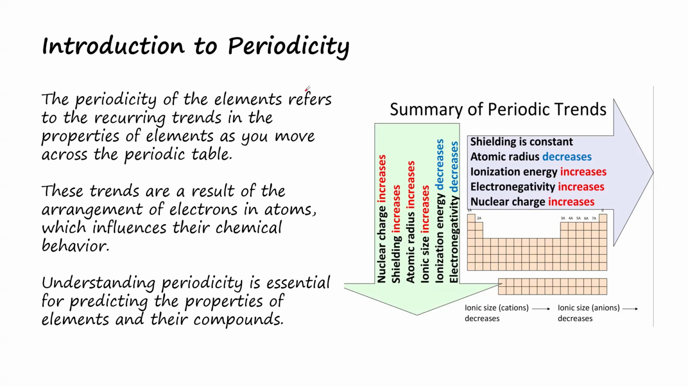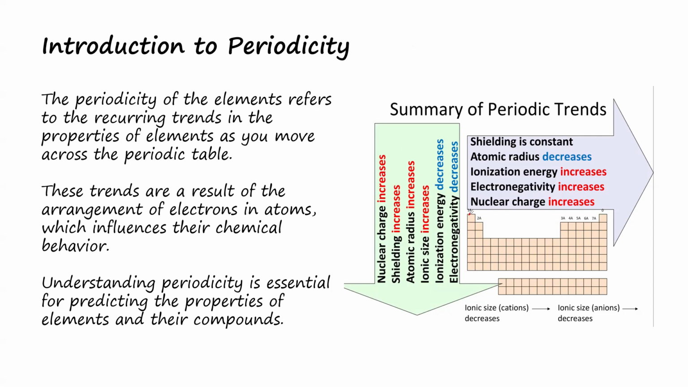For example, the atomic number of sodium is different from the atomic number of magnesium. Therefore, their properties are not going to be the same, because the arrangement of electrons in them is different. Understanding periodicity is essential for predicting the properties of elements and their compounds. So let me look at some of these properties.